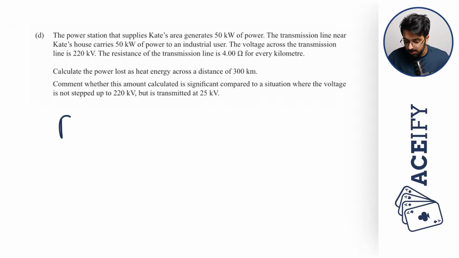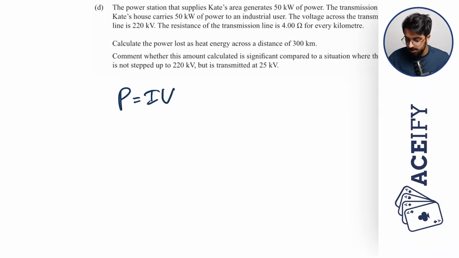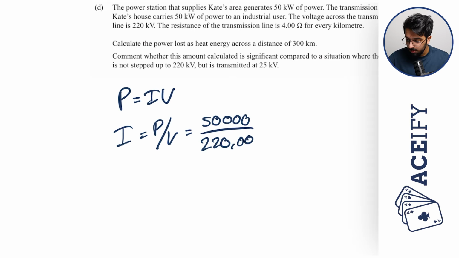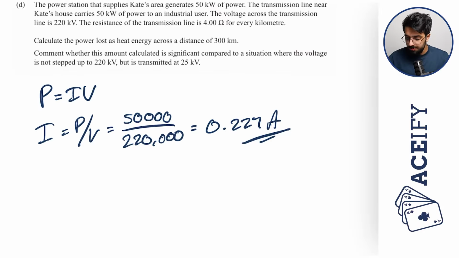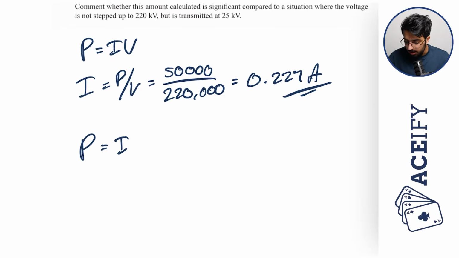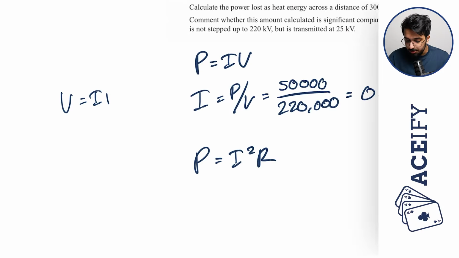Alright, so we know that our P is equal to IV, okay? And so therefore we can calculate our current traveling through our transmission lines as our current is equal to the power divided by the voltage. The power is 50,000 watts all over our voltage, which is 220 kilovolts, which is 220,000 volts, okay? And this gives a current of 0.227 amps, alright? And so therefore to calculate the power loss, we can take P is equal to I squared R. Alright, and obviously we get this equation because we take V is equal to IR, and then we substitute the V into here, and then we get this equation right here.